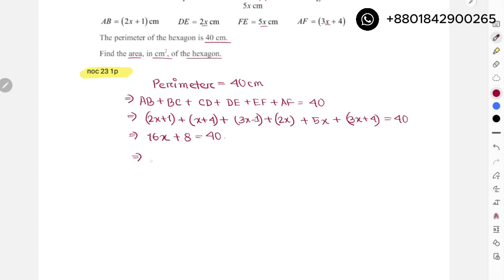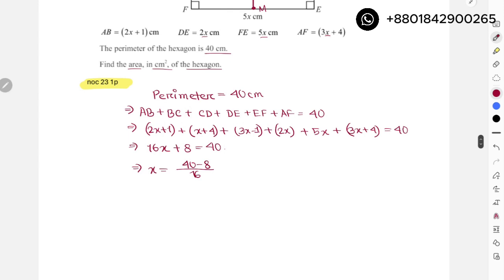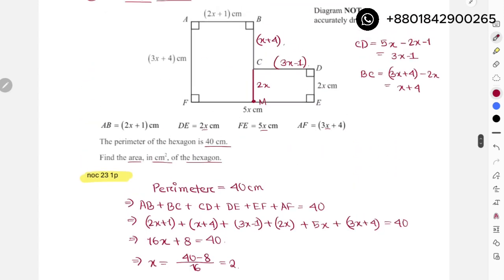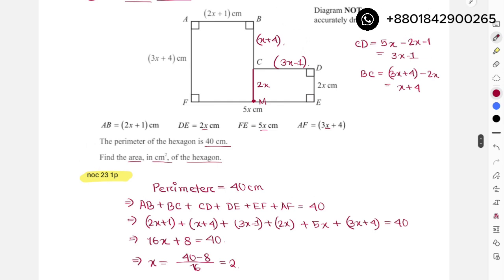After this, I just have to make x the subject. That is going to be 40 minus 8 divided by 16. That means 40 minus 8 over 16, that is just 2. So from this, you get the value for x as 2. Now using this value, you can find out the dimensions easily. In order to find out the area, I would need the length for AB and AF.